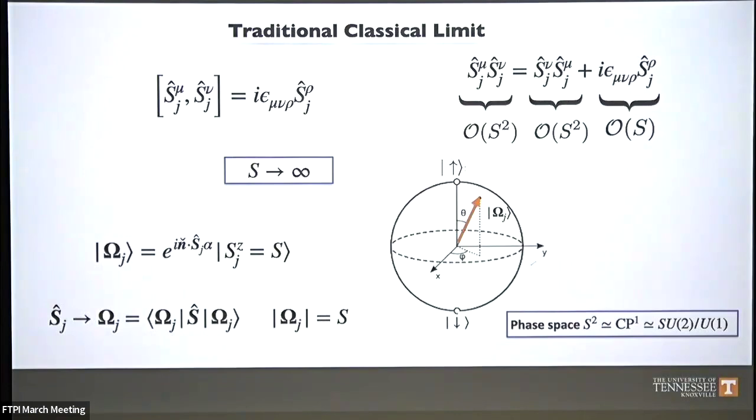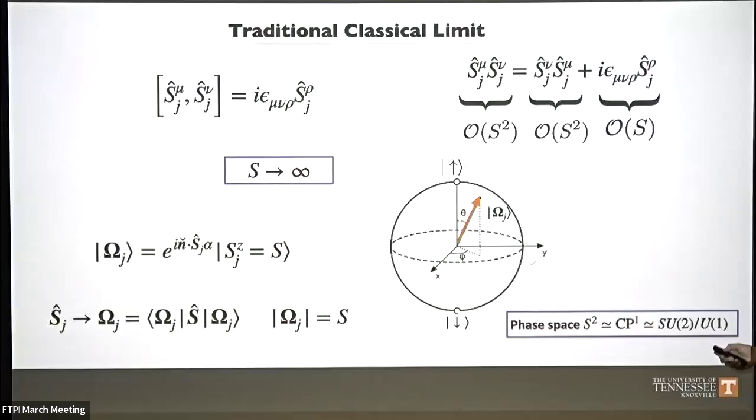So we start with an SU(2) algebra of spins. They close this algebra with the Levi-Civita tensor as the structure constant of the algebra. The immediate observation is that the left-hand side is quadratic in S, while the right-hand side is linear in S. So if we now allow ourselves to change the irreducible representation, the spin, and send S to infinity, essentially my operators commute, and I can replace them with numbers, the expectation values on a particular basis that turns out to be the basis of coherent states, which I can generate by applying an SU(2) rotation to a reference state polarized along the z-axis.